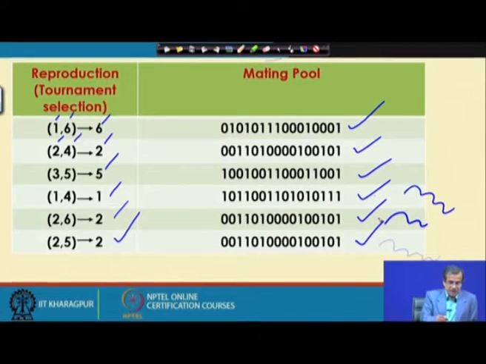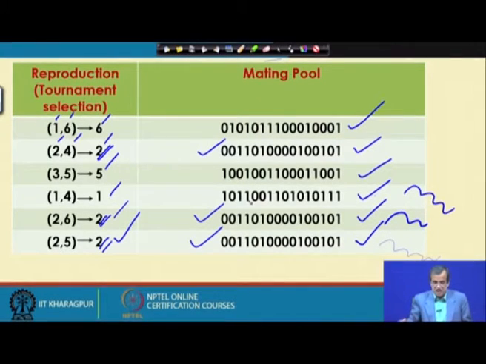Now, one very important thing to be noted: if you find a very good string, there is a possibility that there could be multiple copies of that particular GA string in the mating pool. For example, we can see that the second GA string has been copied thrice. The population size is only 6, and out of 6, we have copied the second GA string thrice.